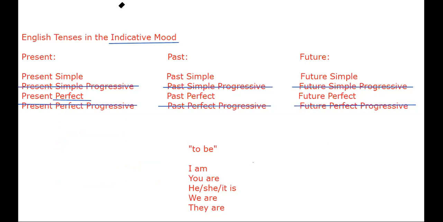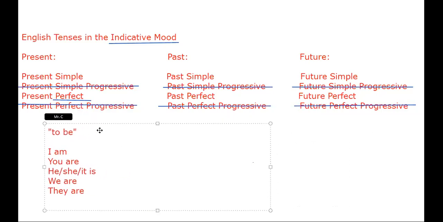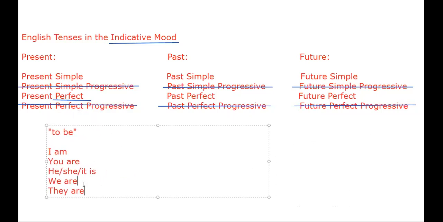Okay. So how you conjugate it in the present, let me just add the you all. To conjugate the to be in the present, it's I am, you are, he, she, it is, we are, you all are, and they are.